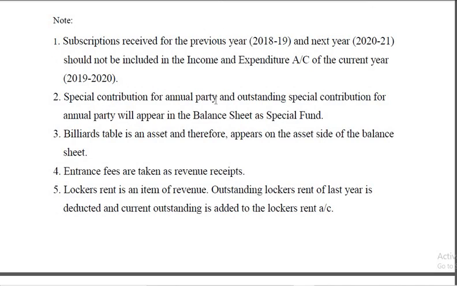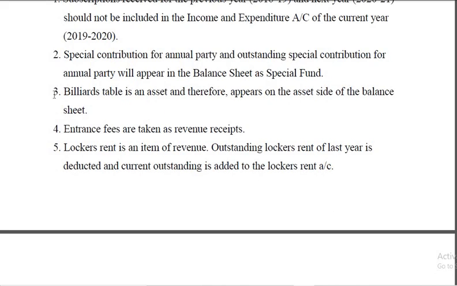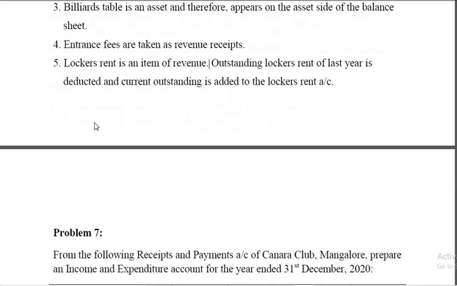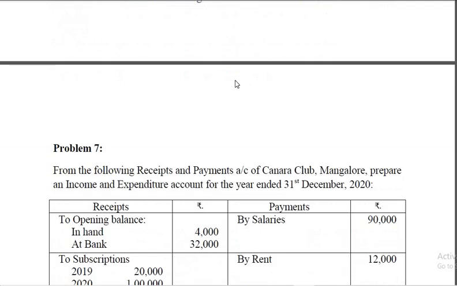Special contribution for annual party and outstanding special contribution for annual party will appear on the balance sheet as special fund. Billiards table is an asset and therefore appears on the asset side of the balance sheet. Entrance fees are taken as revenue receipt. Locus rent is an item of revenue. Outstanding locus rent of the last year is deducted, current year outstanding is added. All this I have explained.